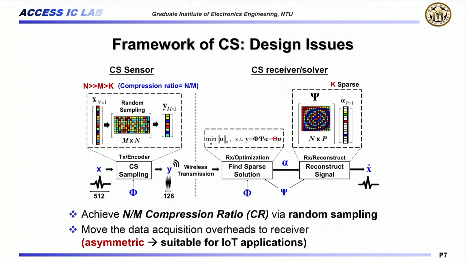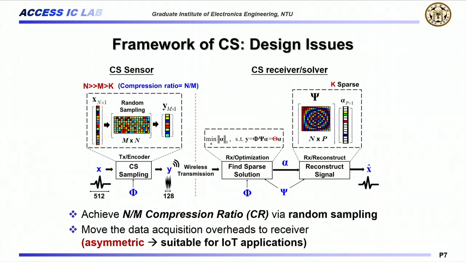So the whole framework should look like this. At first, we have the original data, like 512 data points. They are randomly sampled into 128 measurement data and sent over the channel. At the receiver side, you need to solve this complicated equation to restore the data. This picture shows many important messages. Firstly, after the random sampling, we have already achieved the compression. In this case, the compression ratio is 1/4. And secondly, you can see that the sensor side is very simple, but the receiver side is very complicated. So it's kind of asymmetric.